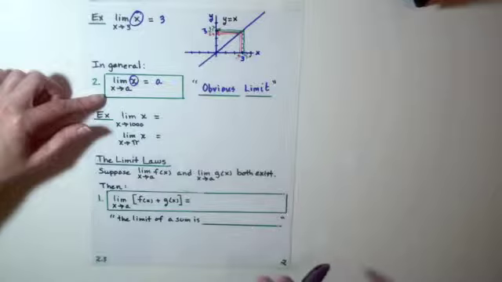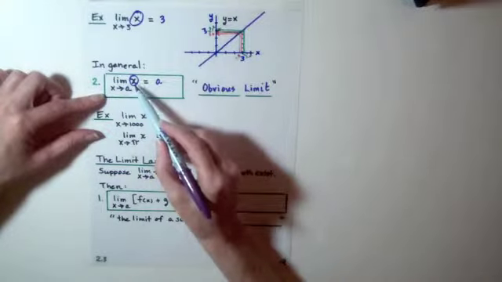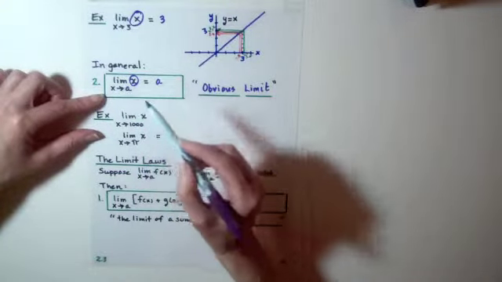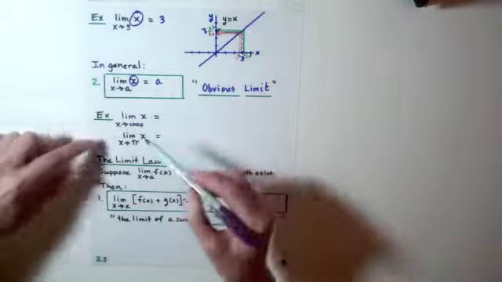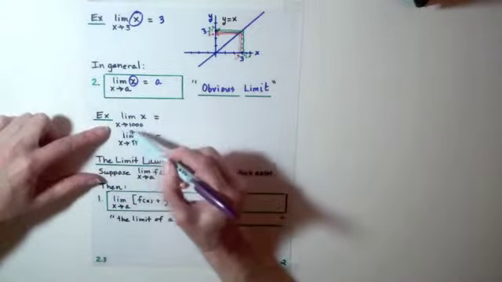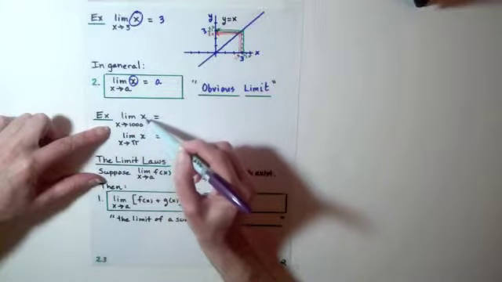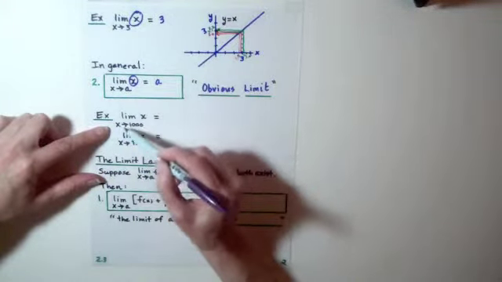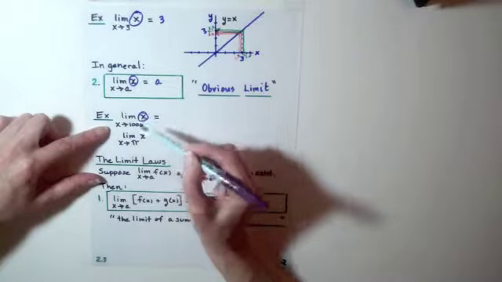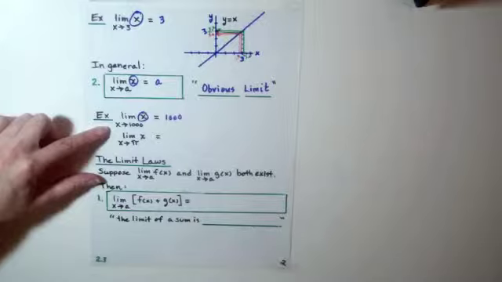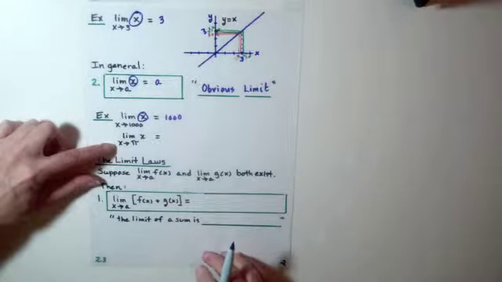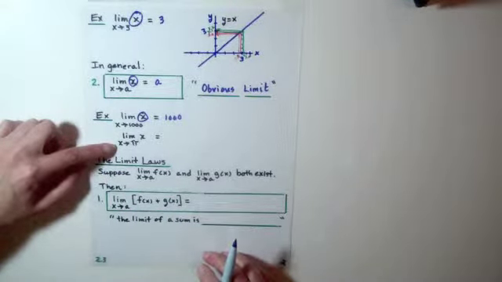So we have the limit of a constant, that's what we did on the previous page, and the limit of a constant is just that constant. And we have the limit of x as x approaches a, and that's the obvious limit, and that limit is just equal to a. Let's look at this example. The limit as x approaches 1,000 of x. Well, if x is approaching 1,000, then our function x must also be approaching 1,000. That's the obvious limit.